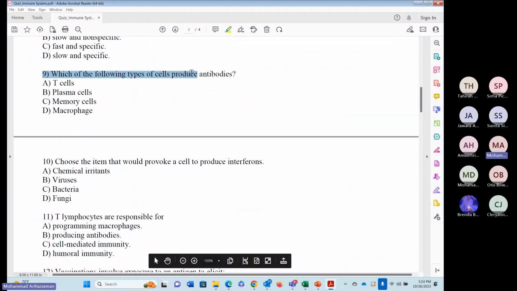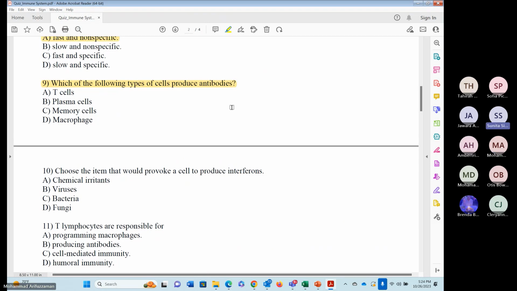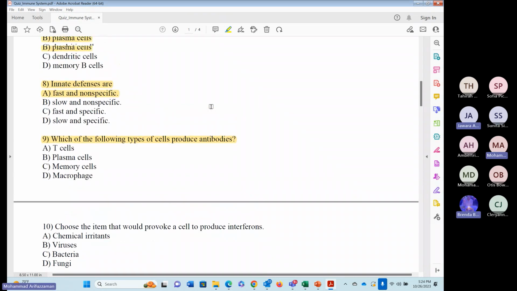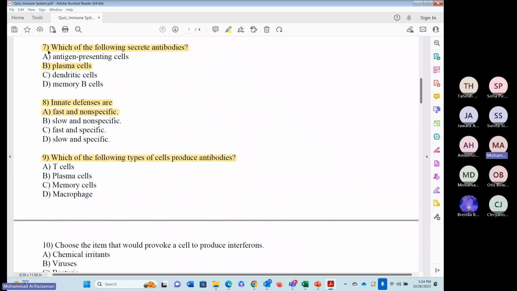Which of the following types of cells produce antibodies? Memory cells? T cells? Plasma cells. You can see these two questions, number 7 and 9. Question 7, which of the following secrete antibodies, that is the plasma cells. And which of the following types of cells produce antibodies? It's the same, plasma cells. So secrete antibody and produce antibody, that's the only difference. So that is the plasma cell.